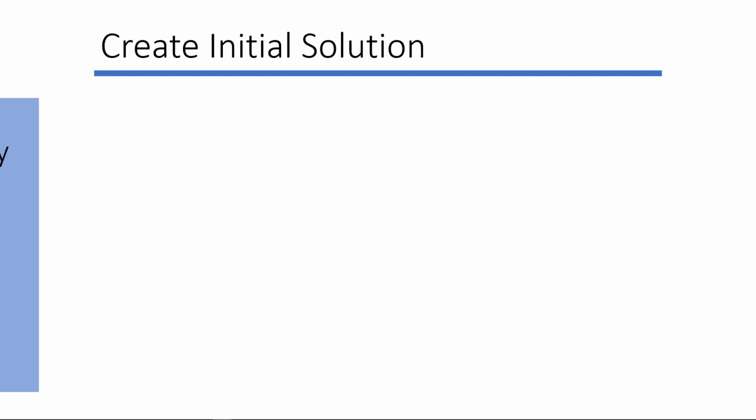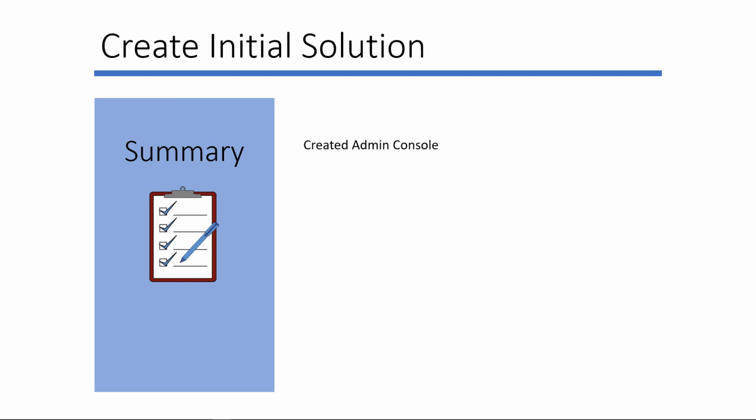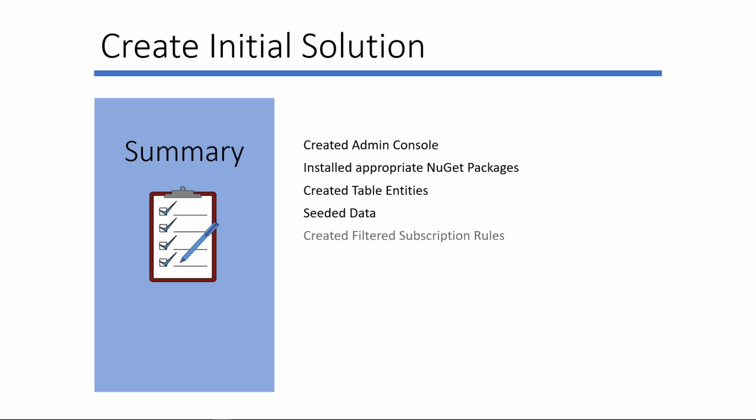So let's summarize what we did in this section. We created the admin console app. We installed the appropriate NuGet packages in order to be able to interact with Service Bus, Azure Tables, and take advantage of the configuration manager. We created the necessary table entities. We seeded the data for customers, products, and inventory. We created subscription rules for our filtered subscriptions. And in the next section, we will develop the online shop API and also the client console app that will interact with that API.